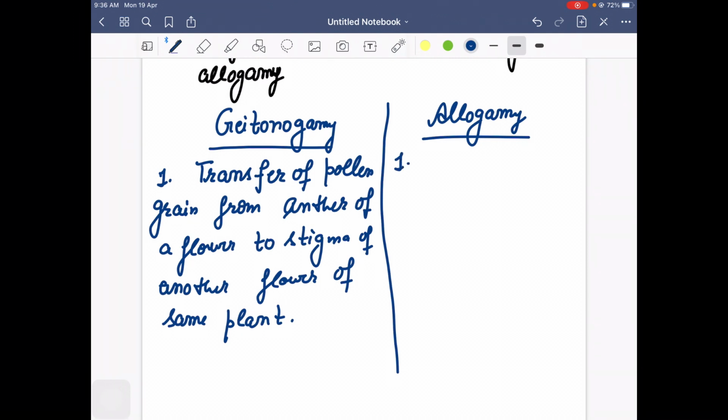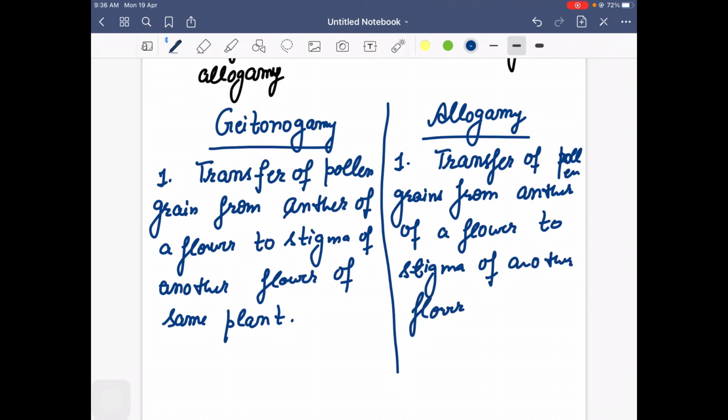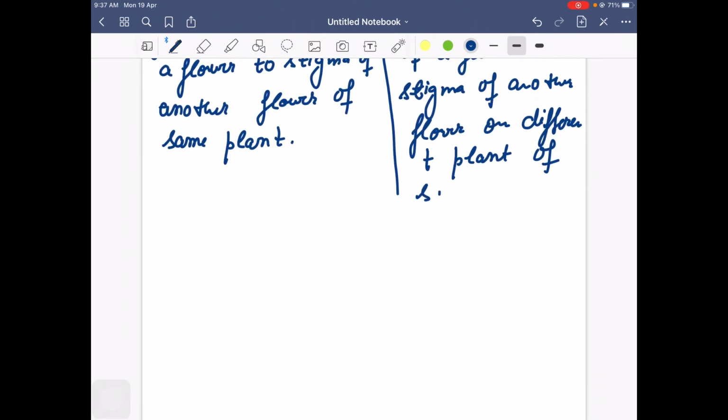And what will be allogamy? Transfer of pollen grains from the anther of a flower to the stigma of another flower on a different plant. One thing is very important to write: of the same species. This type of pollination is known as allogamy.